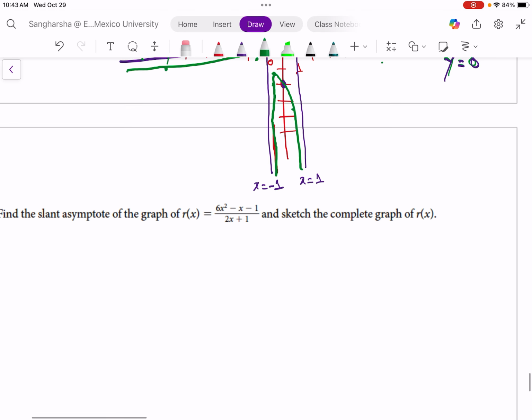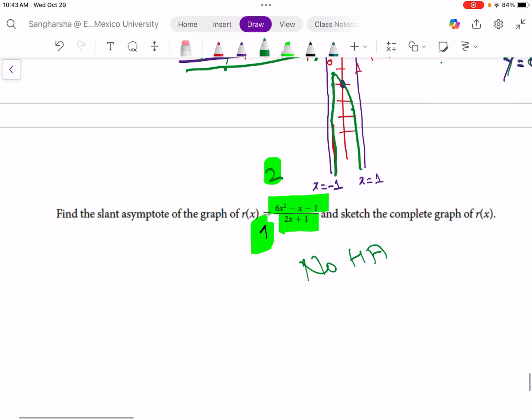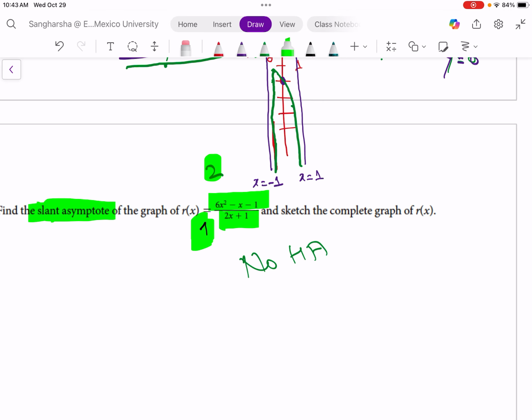Now here, for this function, the degree of numerator is 2, right? The degree of denominator is 1. So the degree of numerator is greater than the degree of denominator. Do we have a horizontal asymptote for this function? No, it does not have a horizontal asymptote. But here it's asking us to find the slant asymptote, an inclined straight line. But that is not required here. So let's do this much for this section.